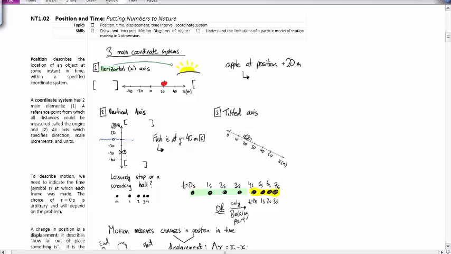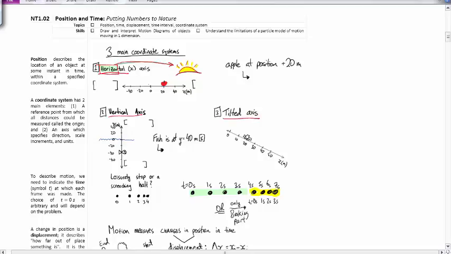Okay, in this lesson, we're going to be learning about position, time, displacement, time interval, and coordinate systems. There are three main types of coordinate systems. The ones we're going to deal with at the beginning are the horizontal coordinate system, vertical, and one that's tilted. The one that's horizontal goes left to right. You can always remember this horizon term. The horizon is kind of from left to right.